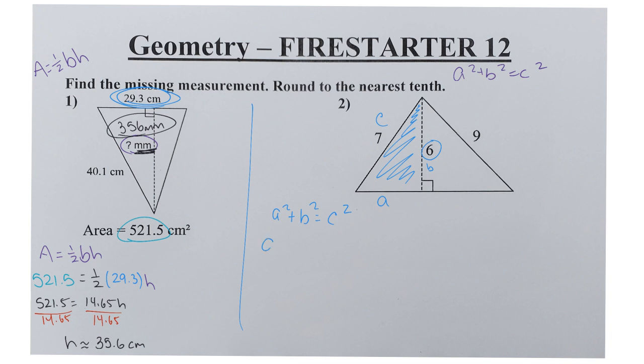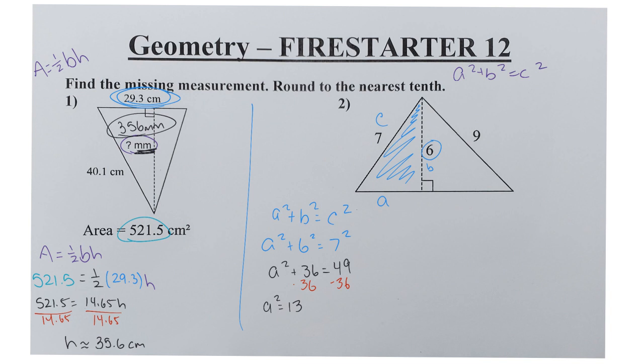So I don't know A, so it's A squared. I know B is 6 squared. I know C is 7 squared. So I end up with A squared plus 36 equals 49. I'm going to minus 36 from both sides. Remember, I want A by itself. It's just algebra 1 solving. I get A squared equals 13.